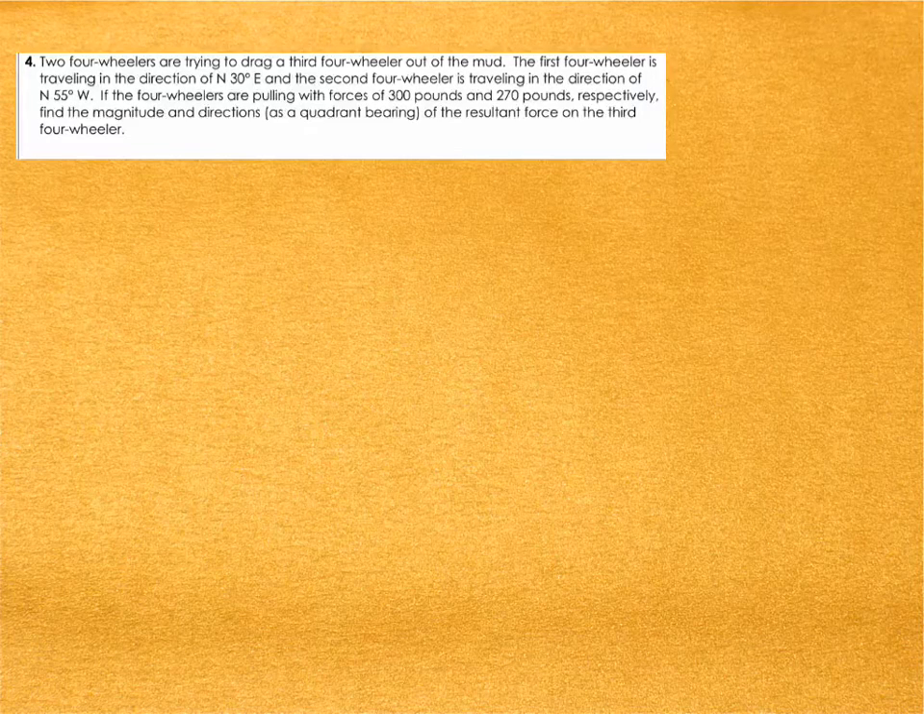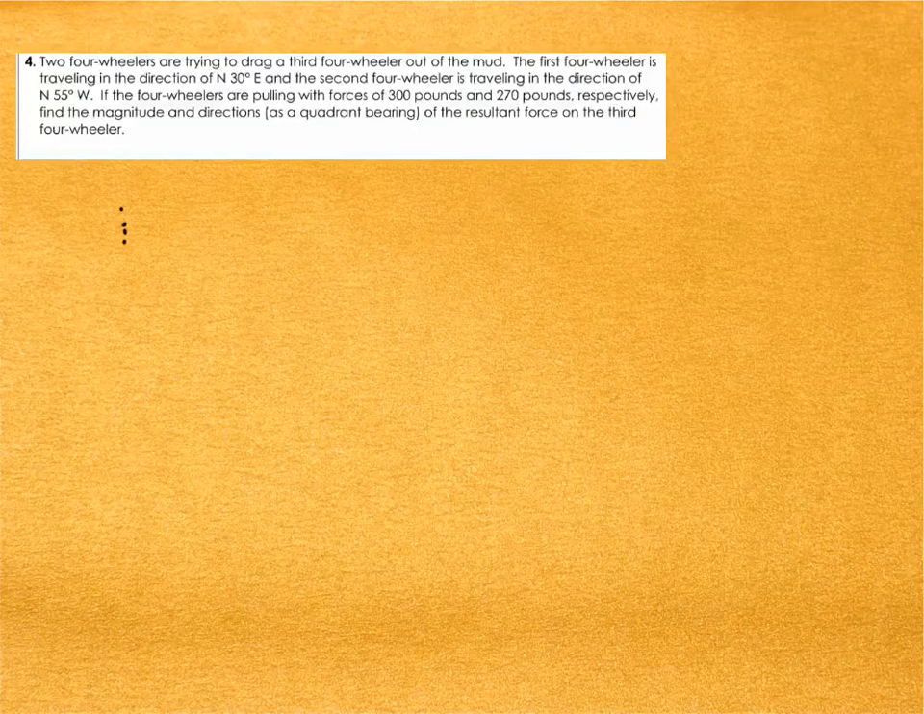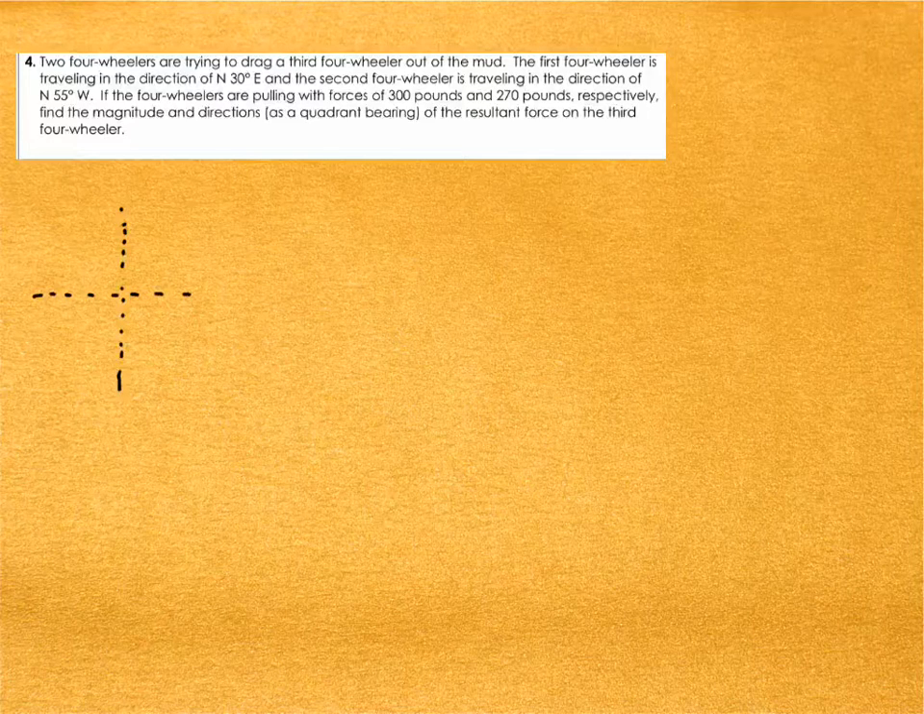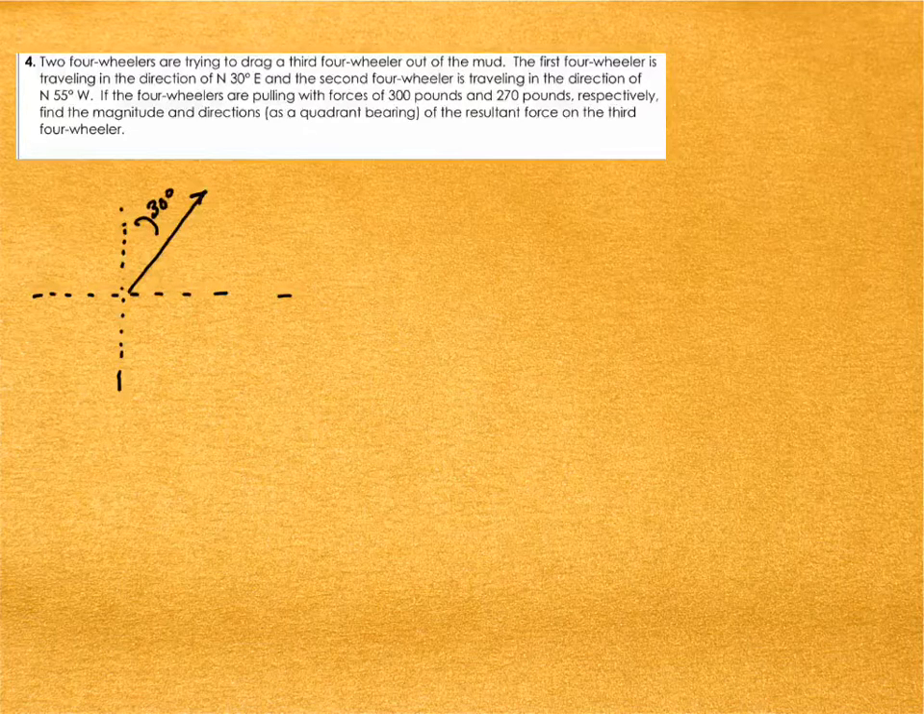Number 4 says, 2 four-wheelers are trying to drag a third four-wheeler out of the mud. The first four-wheeler is traveling in the direction of north 30 east. So 30 degrees east of north. So there, we'll put it right there. This is 30 degrees.